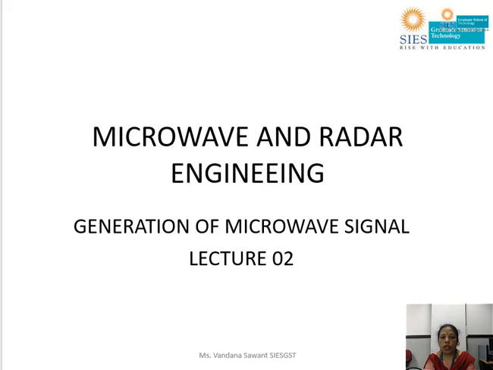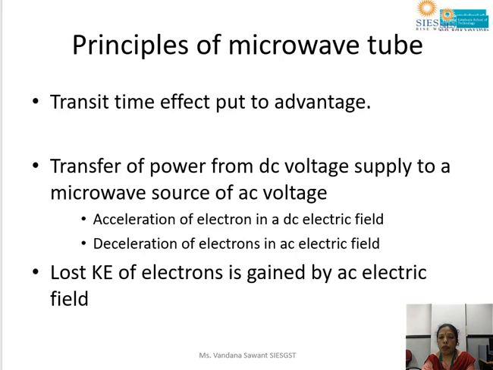Now we have seen that tubes have some disadvantages or limitations, like the transit time effect. So in my last lecture, in the conclusion, I told you that this transit time effect can be used in a more intelligent way in the generation of microwave signals. So we concluded the first lecture along with the principles of microwave tubes, that is, the basic principles for making a microwave tube.